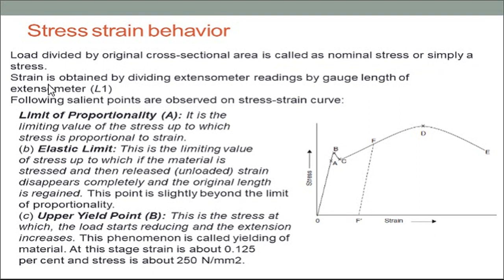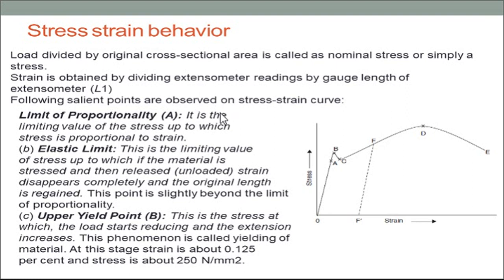And strain we can calculate by obtaining the value of the extensometer reading. We already discussed the extension after application of the pushing or pulling type of force. So the extensometer reading is required, divided by the gauge length. Gauge length means the original length of the bar, and by that we can calculate the strain. So strain is the change in length divided by the original length, the gauge length.